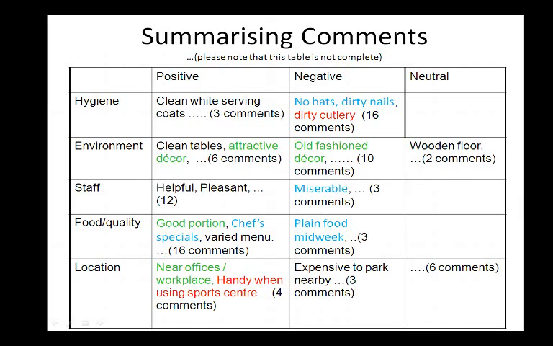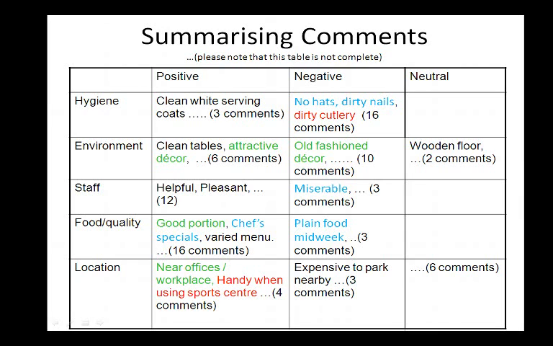So looking at the full transcript, there were 3 positive comments, and they talked about staff having white coats as part of their uniform. But there were 16 negative comments, and the sort of statements they made were about lack of hats, dirty nails, dirty cutlery, and so on. So for each theme, we've identified how many positive and negative comments there are, but we've also given a summary of those key points that have been made.